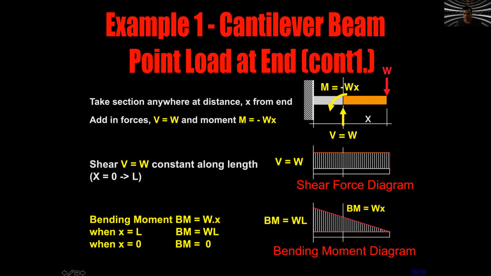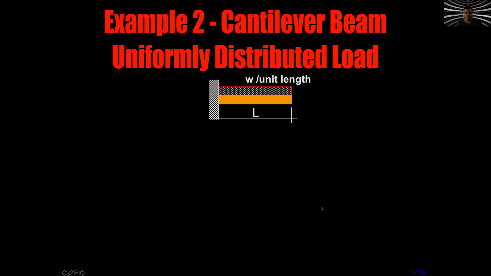1 unit, 2 units, 3 units, 4 units. If W is equal to 1, it will be 1 by 1, 1. 1 multiplied by 2, 2. 1 multiplied by 3. 1 multiplied by a very big number, then we will have a very big bending moment.